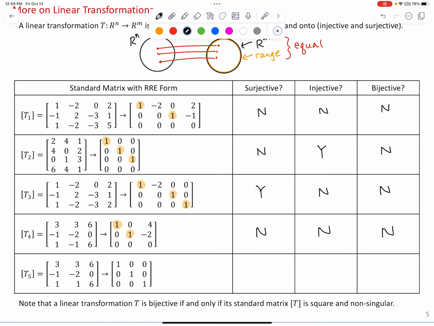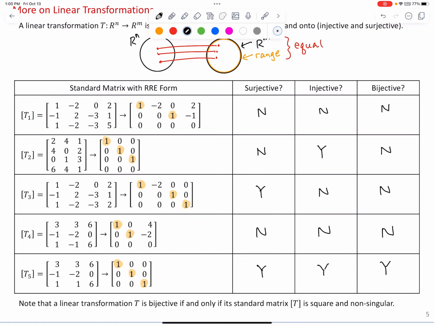And finally, let's look at a new transformation T5 and look at its reduced row echelon form. This is a 3x3 standard matrix. So this transformation does map R3 to R3. And we have three pivot positions. All three columns of the standard matrix will form a basis for the range. And when you have three linearly independent vectors, they will span all of R3. So this is a case where we do have a surjective transformation. Furthermore, there are no free variables when solving systems. So anytime we have a consistent system, we will have a unique solution. So it is also injective. And so we finally have a case where we have a bijective transformation.